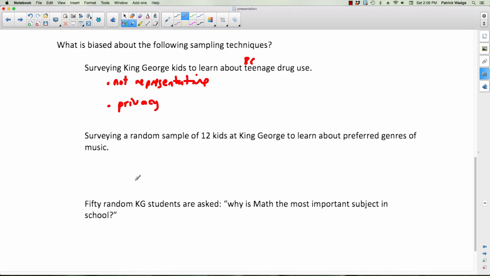Okay, number two, surveying a random sample of 12 kids at King George to learn about preferred genres of music. Hey, that sounds pretty good. It's a random sample. We get 12 names and we ask them what their preferred genre is. The question's something like, what's your preferred genre of music? They can say anything they want. What's the only issue here? The 12. It's a bit of a small sample size, right? If we could increase that a little bit, maybe up to like 40 or something, that would be great. So besides the small sample size, this is looking pretty good.